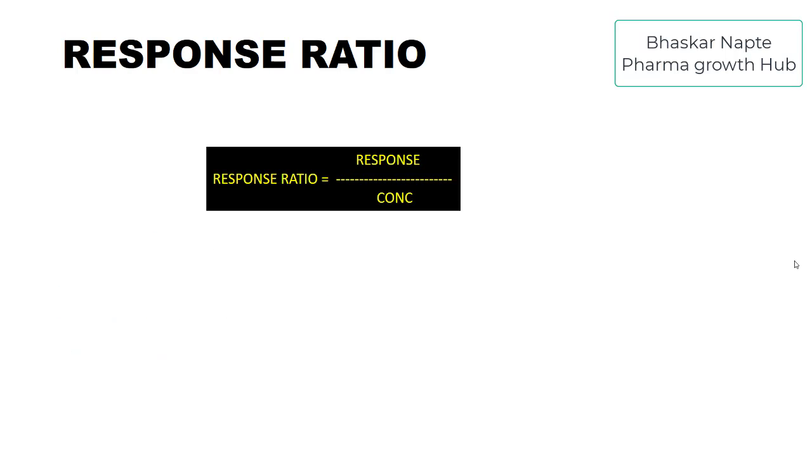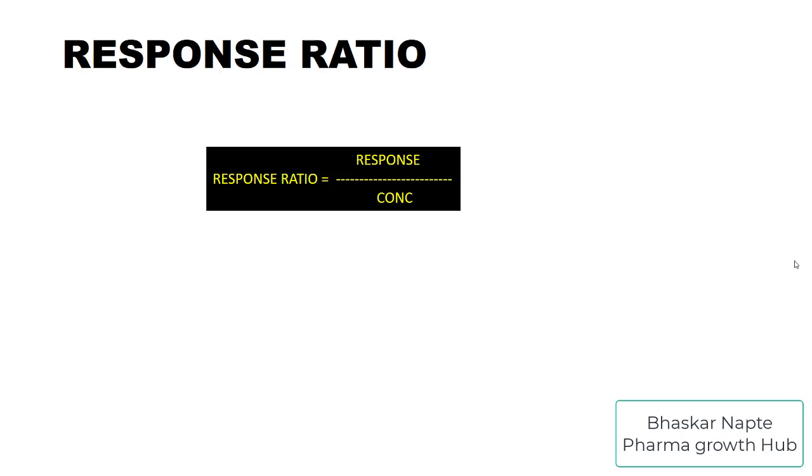So this is the calculation formula for response ratio. Response ratio can be calculated as a ratio of response and the concentration. Let us visit the Excel sheet and we will try to understand the calculation of sum of residual squares and response ratio.